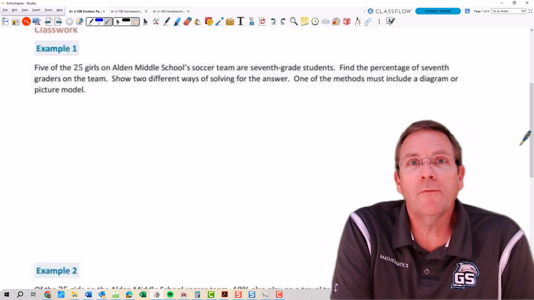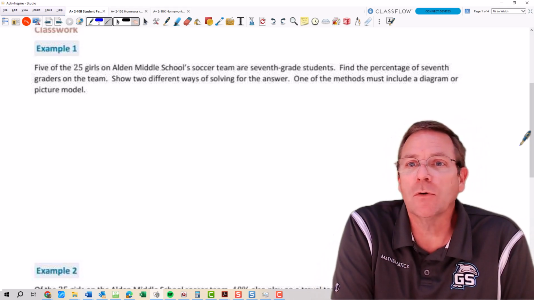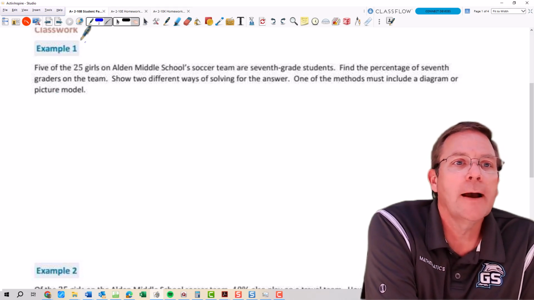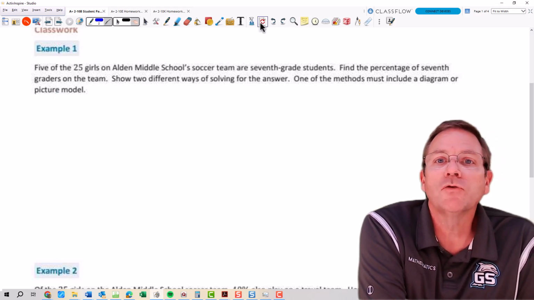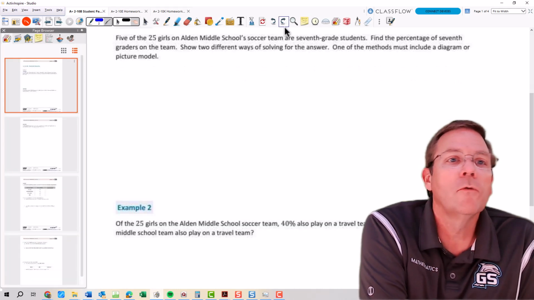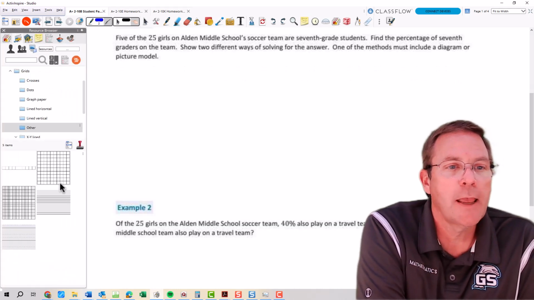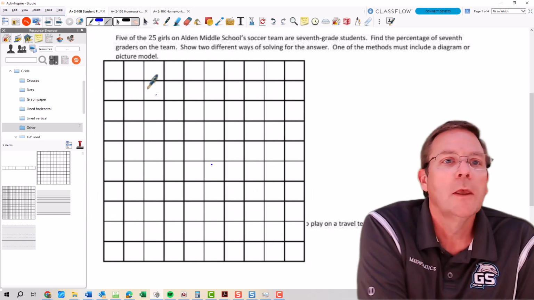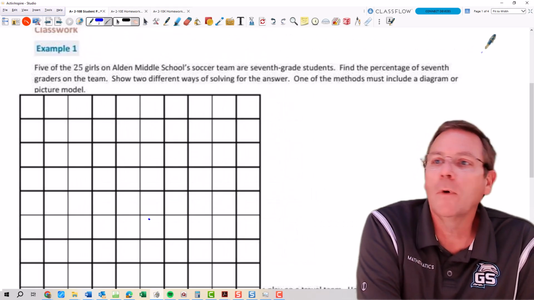Show 2 different ways of solving the answer. One of the methods must include a diagram or a picture model. So I'm going to start off with a diagram or a picture model. I'm going to jump over to some saved images I have where I've got a 100 chart. Look how big that 100 chart is. And we're going to make this piece go away now.